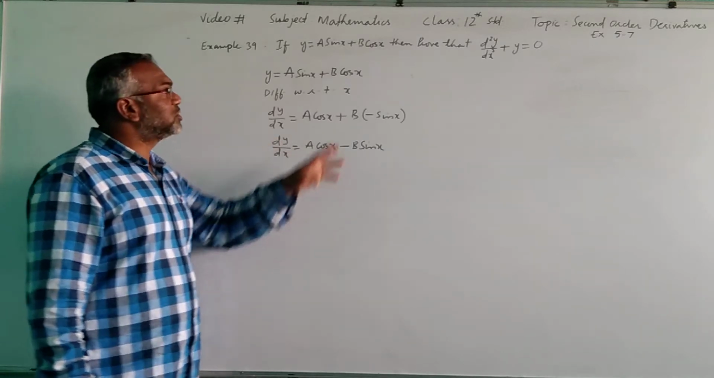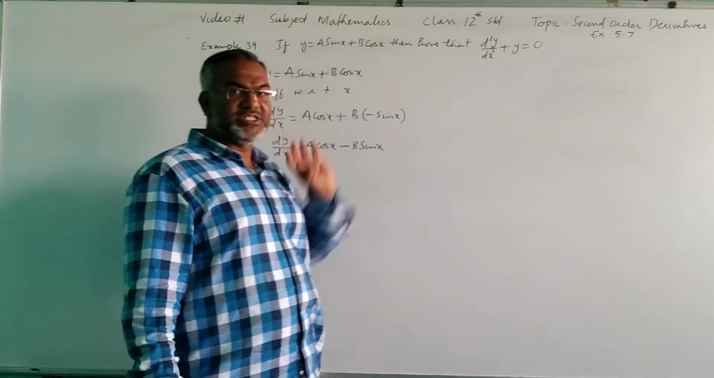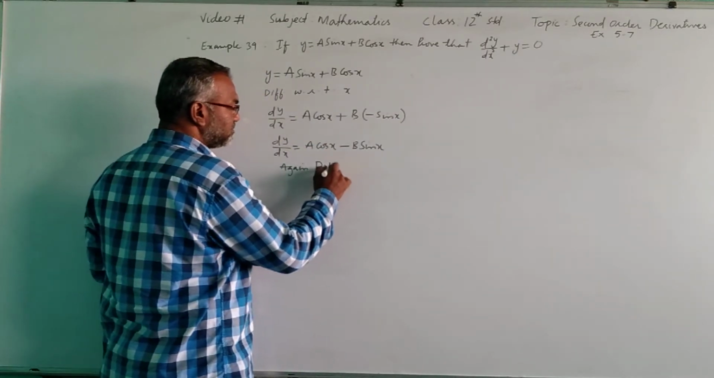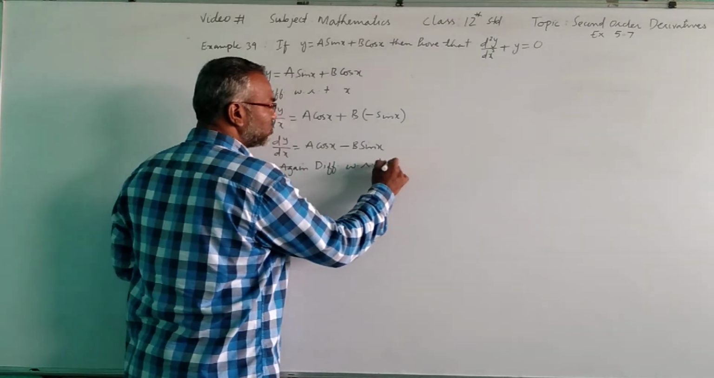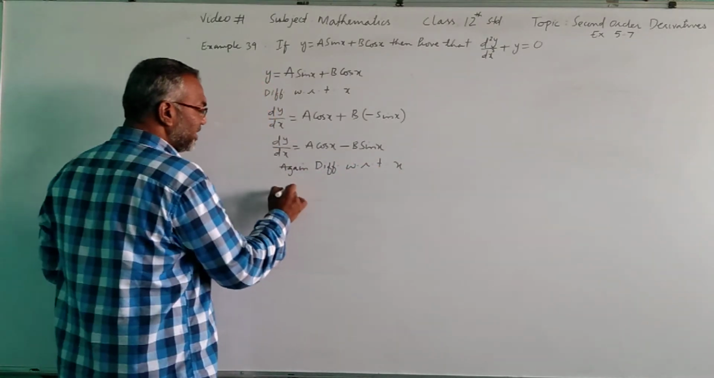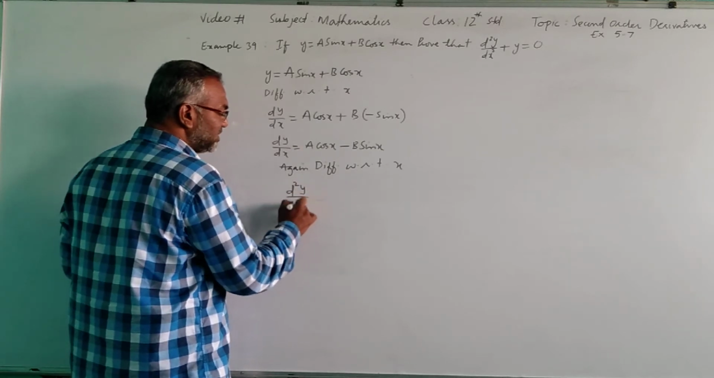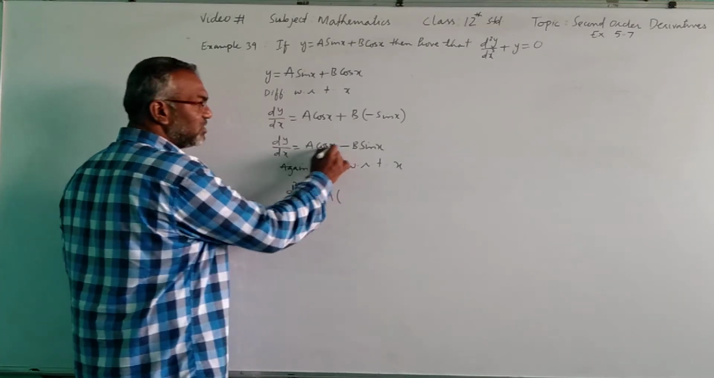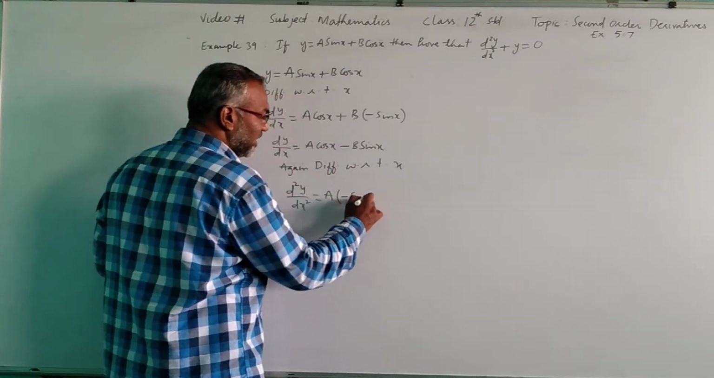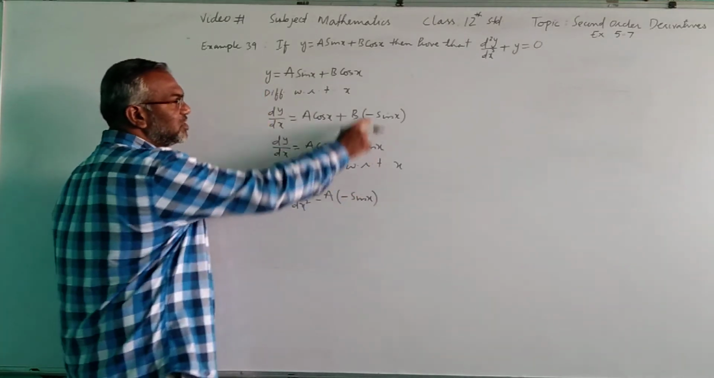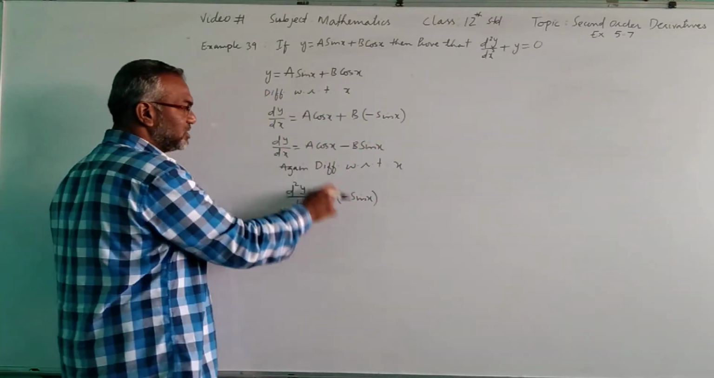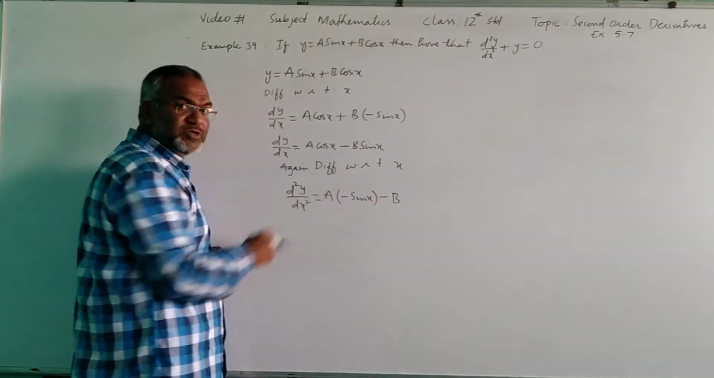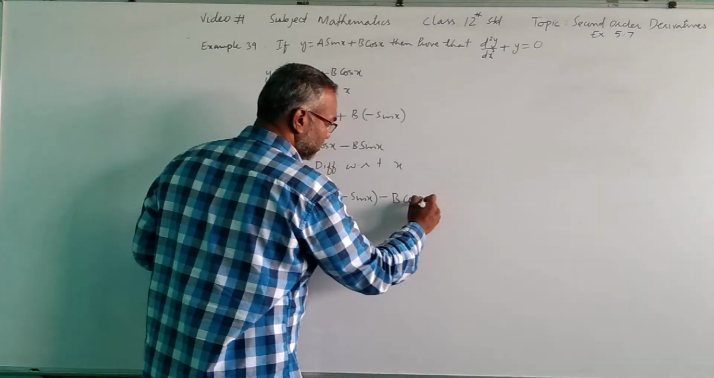Now differentiate again because we have to get second order derivative. So that will be again differentiate with respect to x. Again differentiate. So dy by dx will become d square y by dx square, second order derivative, will be equal to a constant as it is. Differentiation of cos x is minus sin x. Cos x minus b constant as it is, this minus, and then b constant as it is. Differentiation of sin x is cos x.